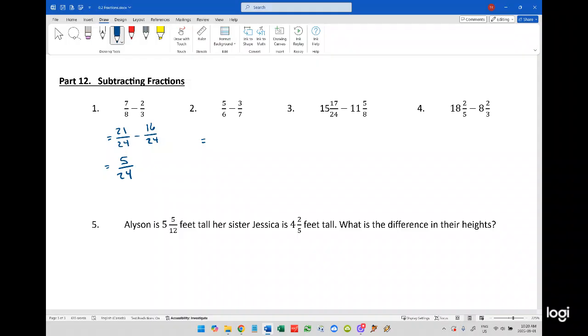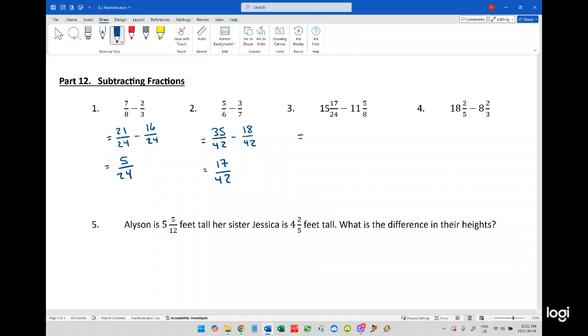6 and 7, common denominator is 42. Bottom got multiplied by 7, top gets multiplied by 7. Bottom got multiplied by 6, top gets multiplied by 6. 35 minus 18 is 17 over 42. 17 is prime, so we're done.